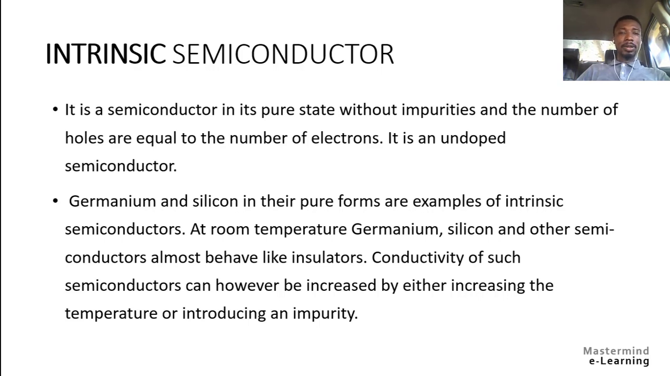Let's look at the intrinsic semiconductor. It is a semiconductor in its pure state without impurities, and the number of holes is equal to the number of electrons. In other words, it is an undoped semiconductor. When you have not added any impurity at all to a particular semiconductor, we say it is an intrinsic semiconductor because it is in its pure state. Examples of intrinsic semiconductors are germanium and silicon in their pure state.